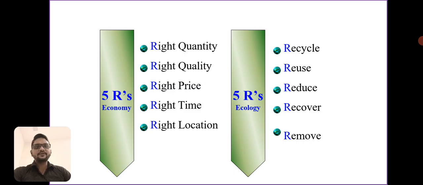First is 5R in economy. Economy means right quantity, right quality, right price, right time and right location. Now 5R in ecology, that is recycle, reuse, reduce, recover and remove.